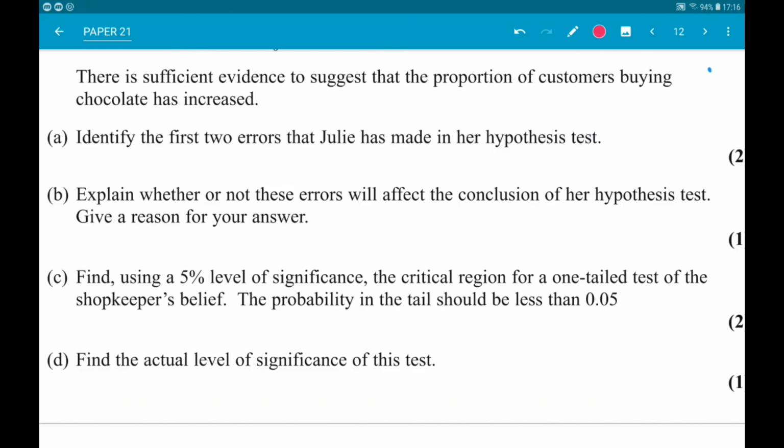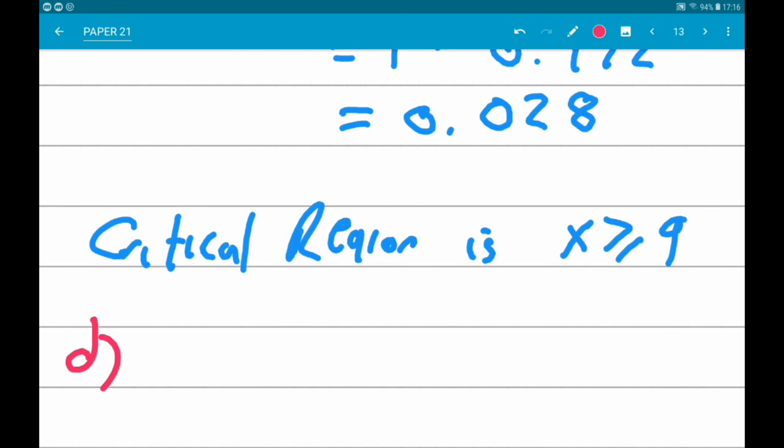Okay then, part D wants the actual level of significance of this test. So, as I said, that's 2.8%, or if you've gone to more accurate decimal places, 2.78%, but for me, it's 2.8%.